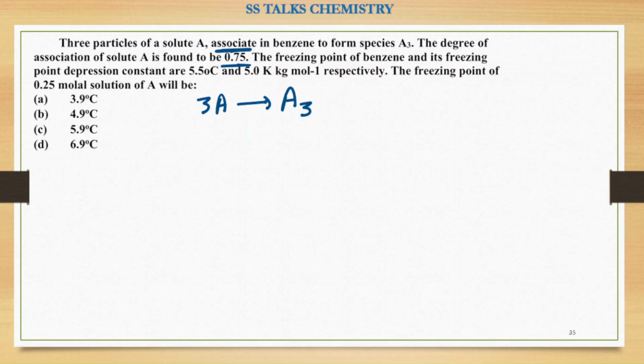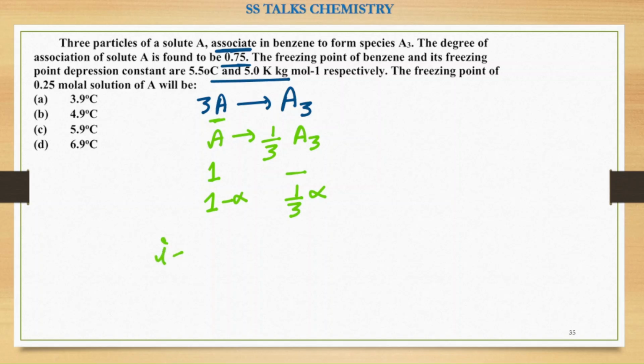The freezing point of benzene and its freezing point depression constant values are given. We need the freezing point of this 0.25 molar solution. Firstly we need to find the value of I. To find I, take 1 mole on this side. A gives 1 by 3 moles of A3. Initially you can say it is 1 mole and nothing is formed. Now alpha extent of it has associated, and 1 by 3 alpha of A3 would have been formed.